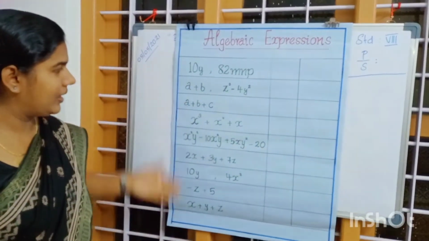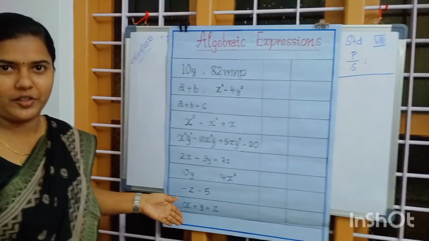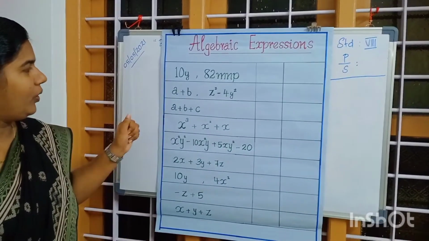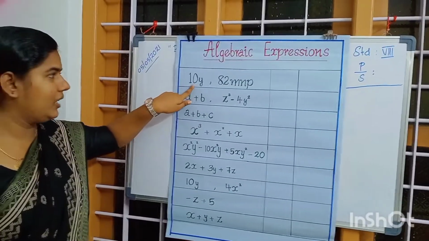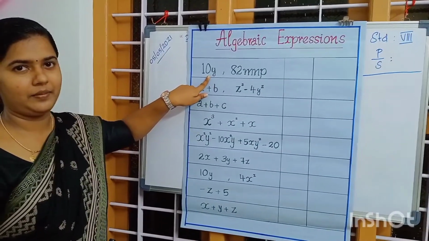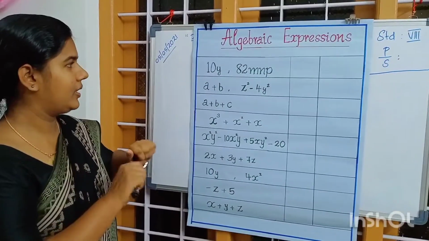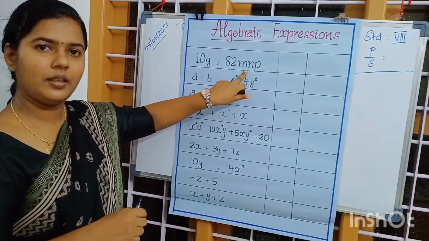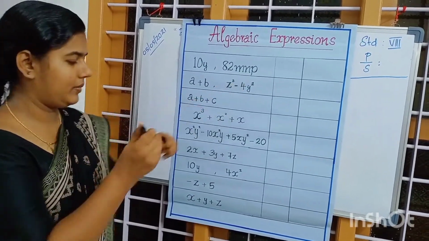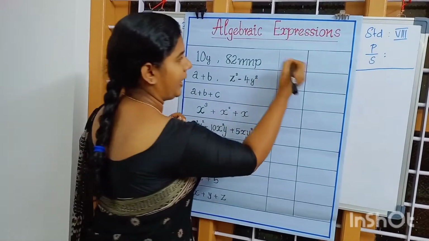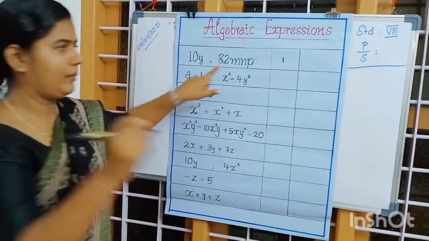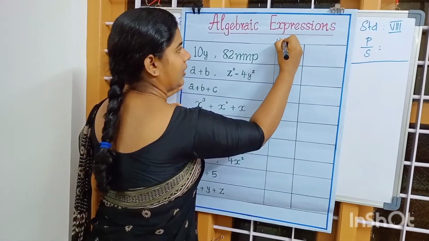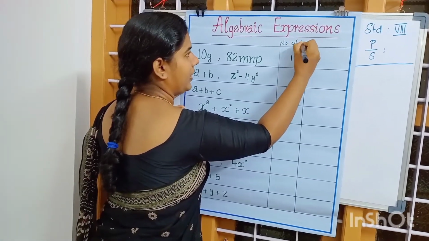Here you can see a lot of algebraic expressions, right? Okay. So first of all, tell me how many terms are there in this algebraic expression? Yes, only one term, right? So this, yes, this is also one term. So here I am writing the number of terms. So here both of this have one term each. So here it is number of terms.